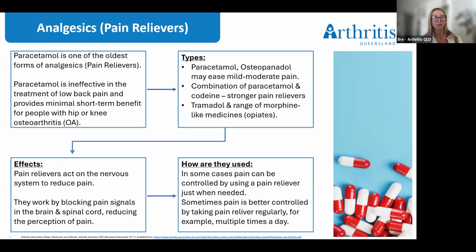So how are they used? In some cases, the pain can be controlled by using these medications just when it's needed. Sometimes pain is better controlled by taking them regularly. For example, some people might take them multiple times a day, but definitely have a chat with your doctor or pharmacist for advice on the best way to take these medications for your condition.